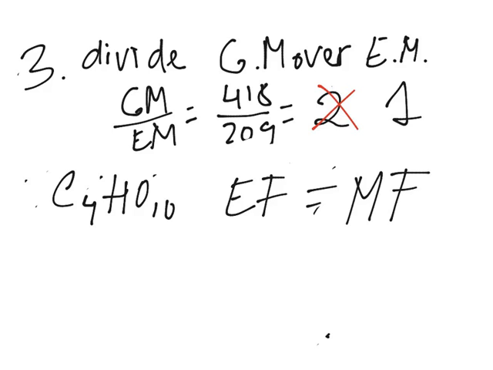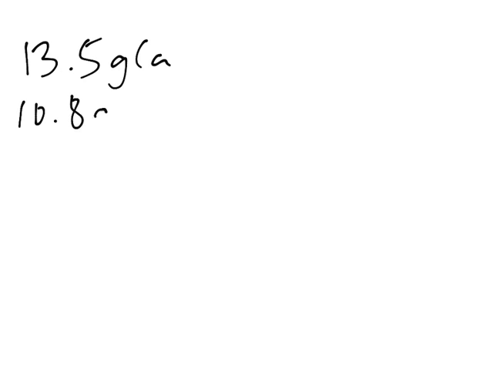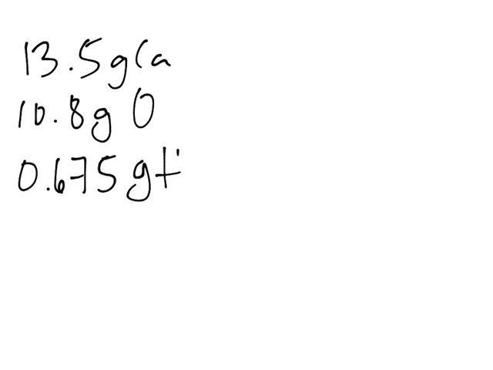Now let's do a real problem. I found this problem on the internet, so let's just solve it. You have 13.5 grams of calcium, 10.8 grams of oxygen, and 0.675 grams of hydrogen. And they're asking you for the empirical formula and the molecular formula. So those are your two questions.